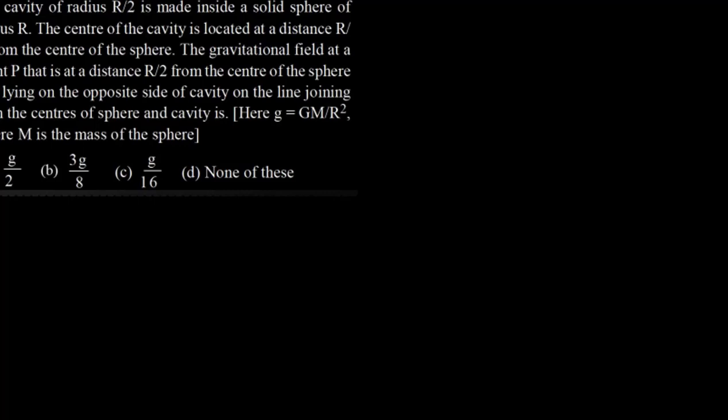A cavity of radius R by 2 is inside a solid sphere of radius R. The center of the cavity is located at distance R by 2 from the center of the sphere. The gravitational field is to be found at a point P at distance R by 2 from the center of the sphere, lying on the opposite side of the cavity on the line joining the centers of the sphere and cavity. Here g is GM upon R square, and M is the mass of the sphere. So we have been asked to find the gravitational field at a point P that is a distance R by 2 from the center of the sphere.